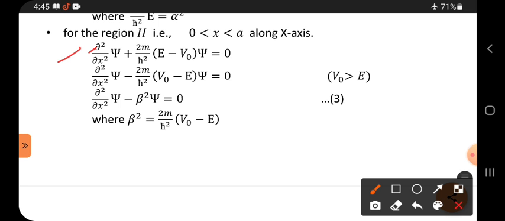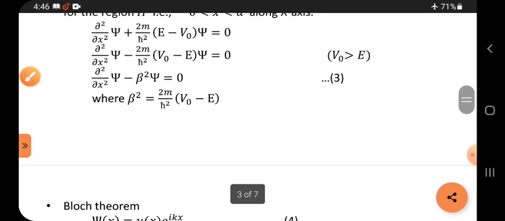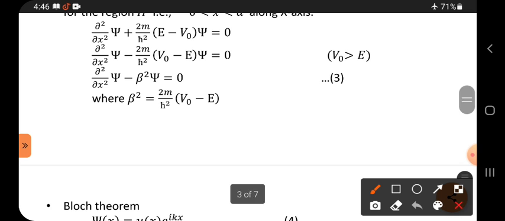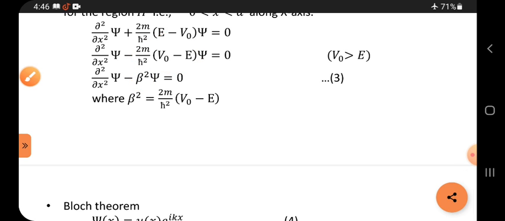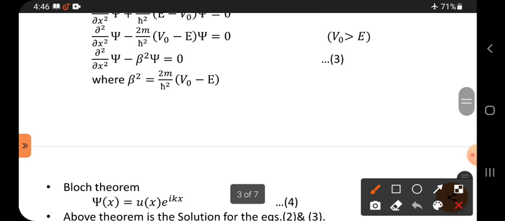Just now I said the potential energy is very high in region 2, so E − V0 cannot be positive; it must be negative. That is why let me take the minus common outside, and these two terms are reversed. Now let me take one more constant in place of this as beta square. So here beta square is 2m/ħ² (V0 − E).